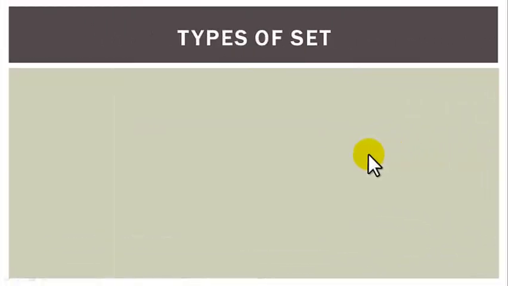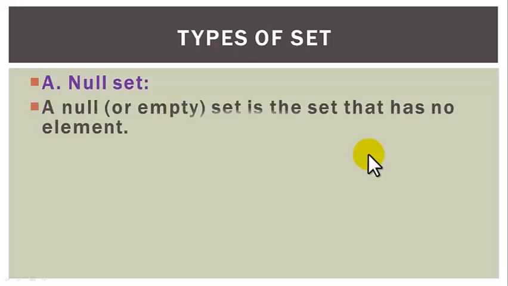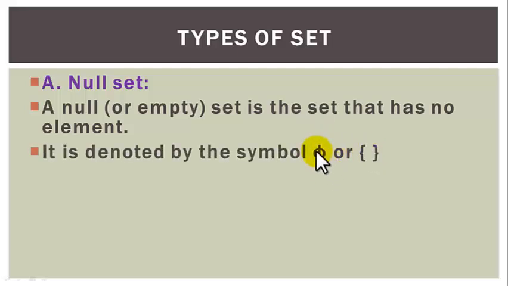Types of set. A. Null set. A null set, or we call it empty set, is the set that has no element. It is denoted by the symbol phi. This symbol is called phi, or a curly bracket without anything inside it.